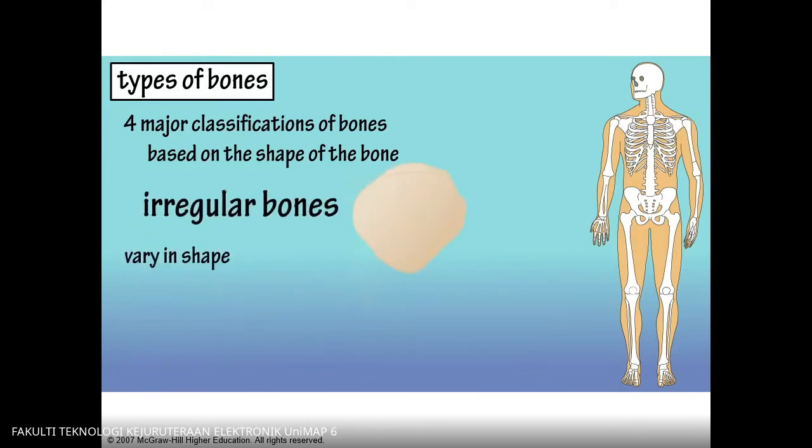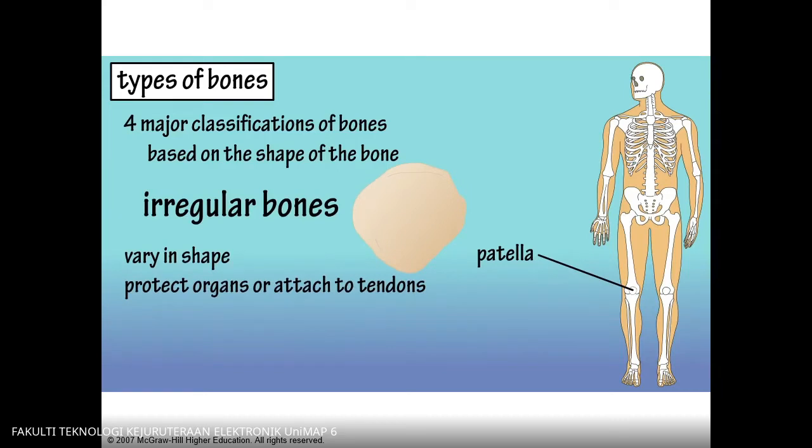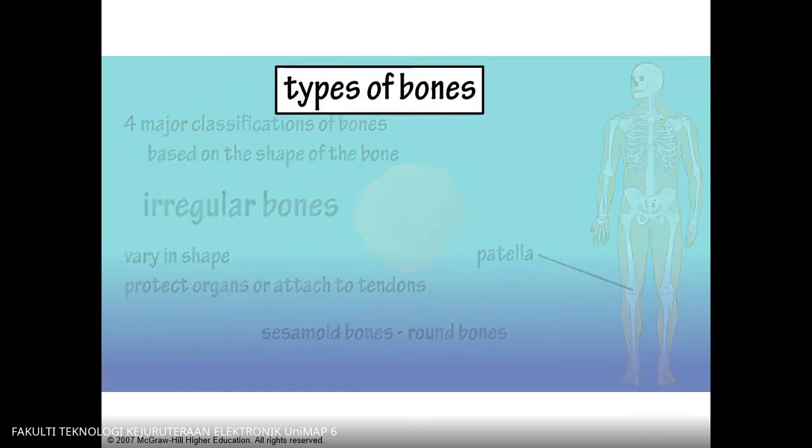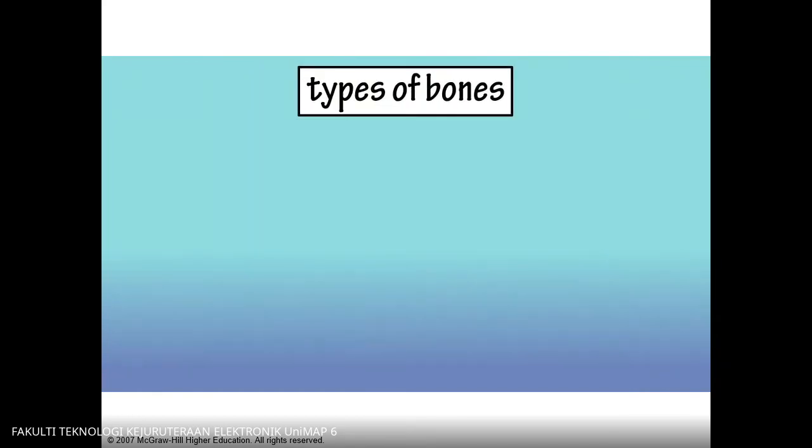Irregular bones vary in shape, so they do not fit into one of the 3 previous categories. Some irregular bones protect organs, and some, such as the patella or kneecap, attach to tendons. The patella is also classified as a sesamoid or round bone. Some sources list sesamoid bones as irregular bones, and some sources list sesamoid bones as a 5th bone collection by itself. And that is the basics of the 4 types of bones in the body.